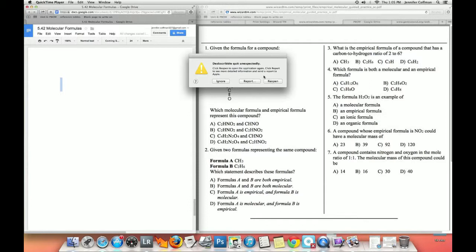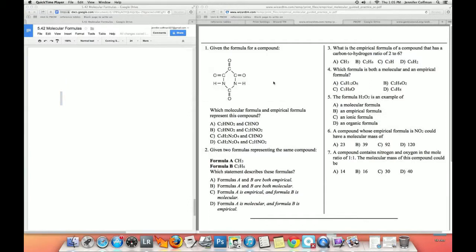Okay, give me a second here. I got two mice. I got my pen and I got my mouse.